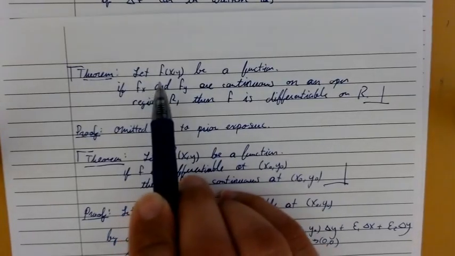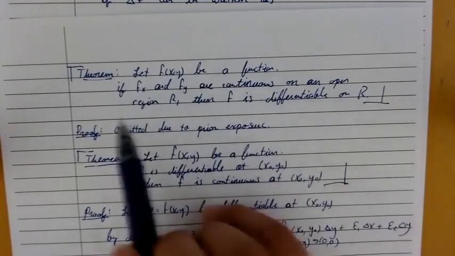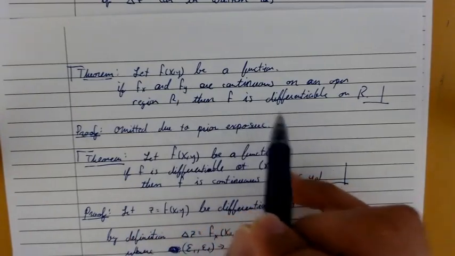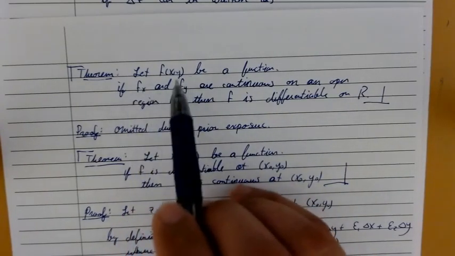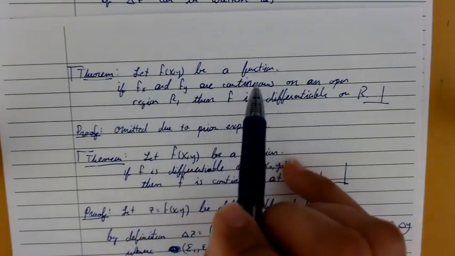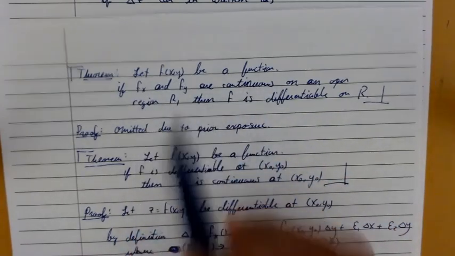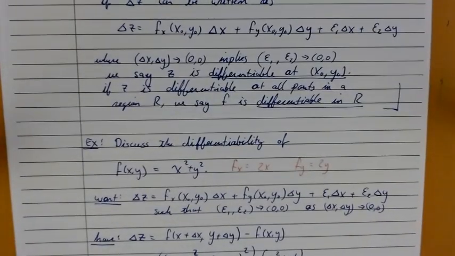The theorem that says let f be a function, if f sub x and f sub y are continuous on an open region R, then f is differentiable. This makes it sound like, oh, I just need to find these. Okay, well, no, I need to find them and they need to be continuous. There's still a misconception about this. So let's consider a function that will, first of all, show us what it looks like for a function not to be differentiable, but also hopefully clear up some misconceptions about that theorem.